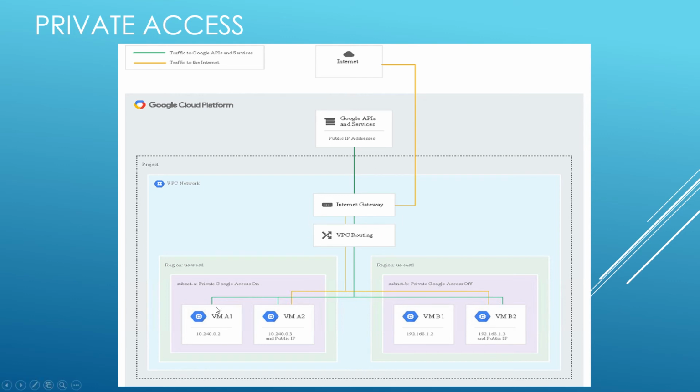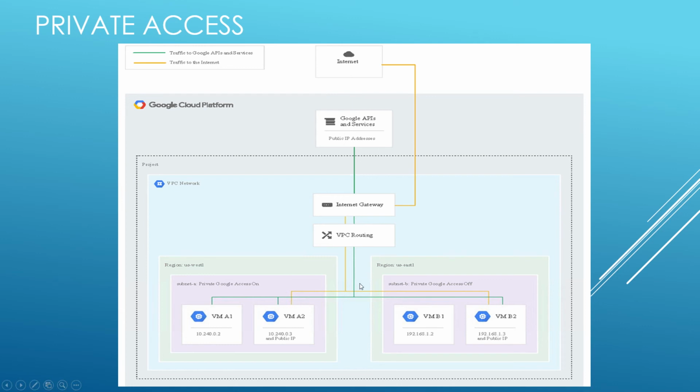Here is an example. In this example, we have two subnets, one with private access on, the other one doesn't have private access. You can see this one has no public address, but it has private access and it can go and consume the Google APIs and services. And this one has a public IP address and also it has private access.